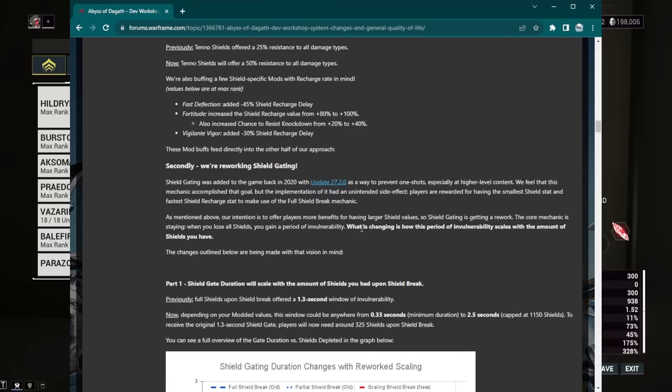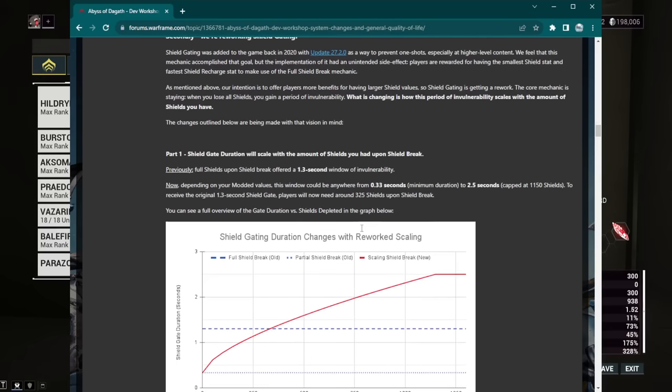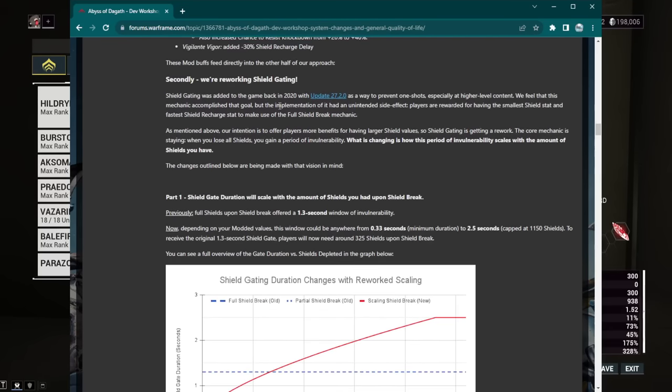Right here. Secondly, we're reworking shield gating. This is the most important part if you do endurance runs and you basically run builds like that Saryn build I just showed. Shield gating was added to the game back in 2020 with Update 27.2 as a way to prevent one-shots, especially in higher-level content. We feel that this mechanic accomplished that goal, but the implementation of it had an unintended side effect. Players are rewarded for having the smallest shield stat and fastest shield recharge stat to make use of the full shield break mechanic. I was saying that they should have noticed this on the first couple weeks, but here we are, like, 3 years later, and at least it's finally getting changed, I guess.